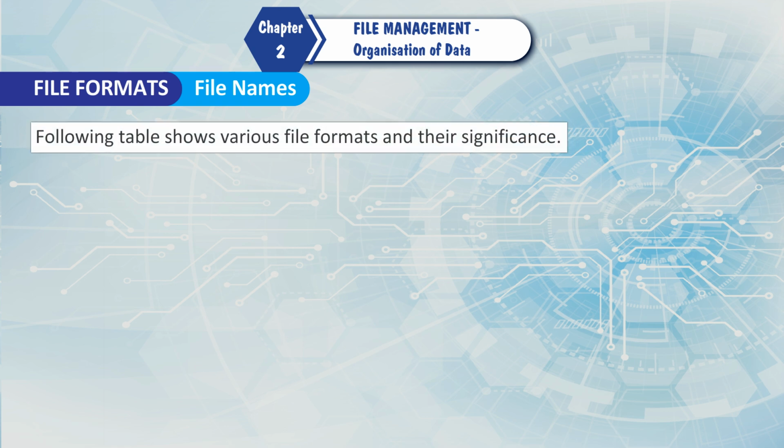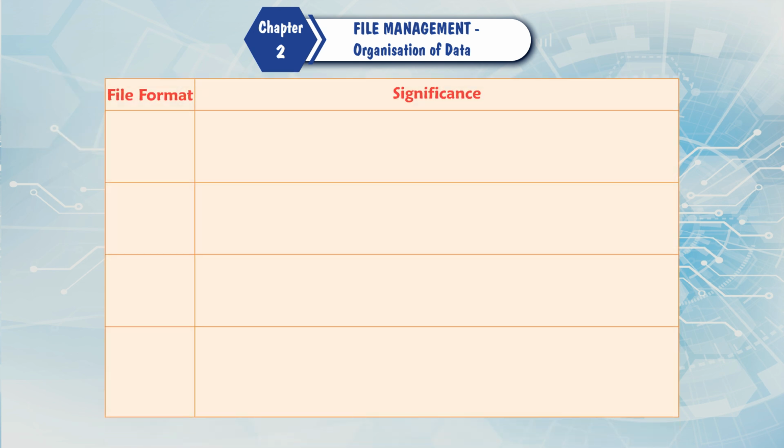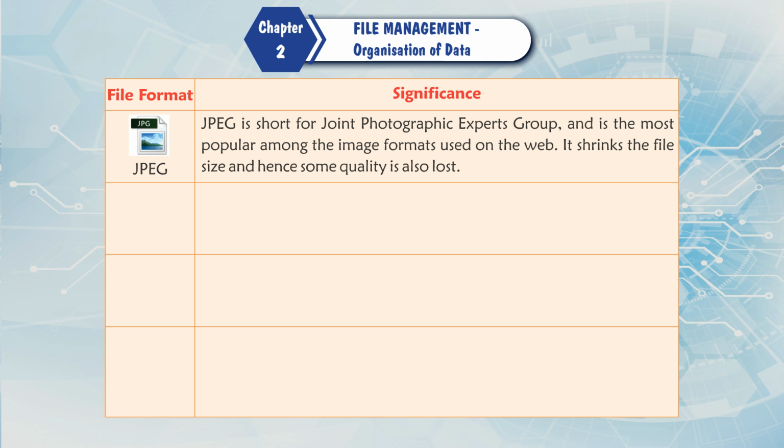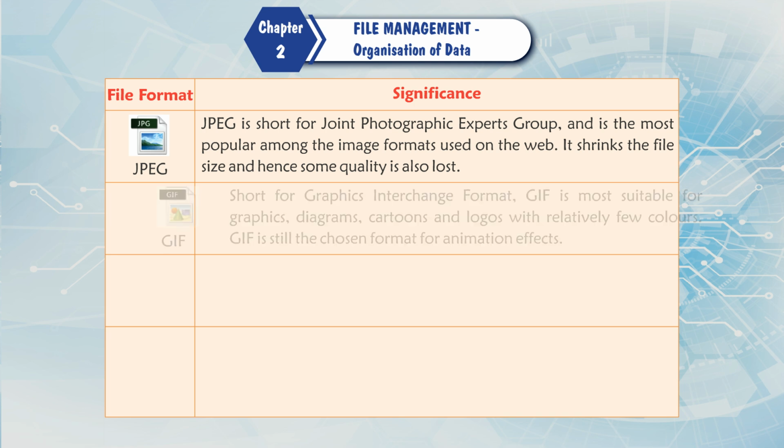The following table shows various file formats and their significance. File format. Significance. JPEG. JPEG is short for Joint Photographic Experts Group and is the most popular among the image formats used on the web. It shrinks the file size and hence some quality is also lost.